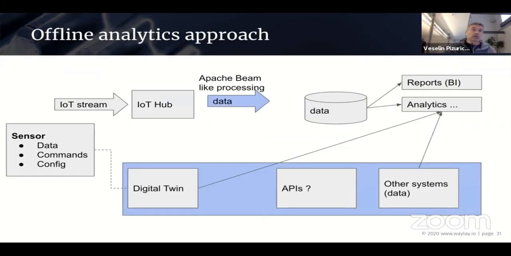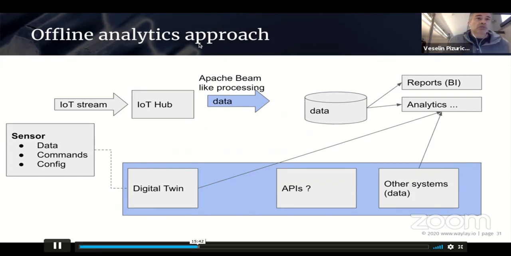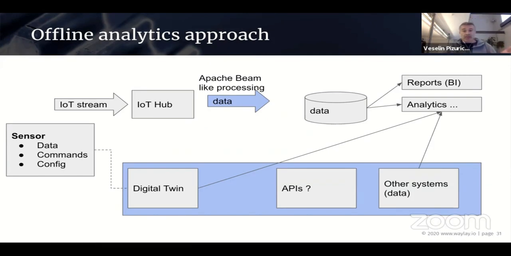And it all looks good. But what's actually happening in the background is that on the left hand side I have my sensor and I have my digital twin, which is actually a composite of three things. It's the data which is coming, the commands, my capabilities, what I can do with that sensor, and the configuration settings. And this stuff is not coming together with the stream. It's something else, which is defined as a digital twin.